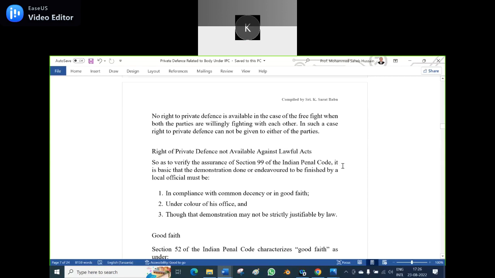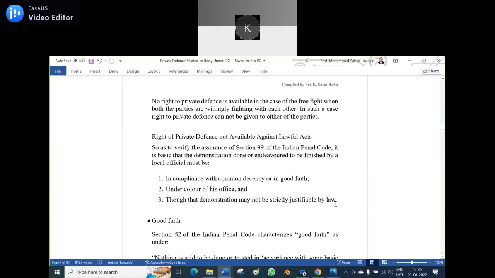So as to verify the assurance of section 99 of the Indian Penal Code, it is basic that the act done or attempted to be done by a public official must be in good faith. Suppose, for example, an official is acting lawfully, then a person cannot take a private defense. If the official has acted with common decency or in good faith, then no person can take the right of private defense. And under color of his office, so if it is officially made, then no one can take the privilege of private defense, though the act may not be strictly justifiable by law.